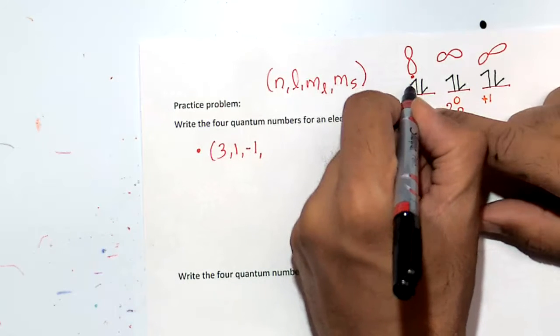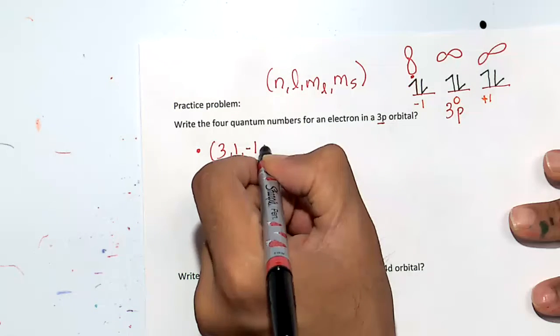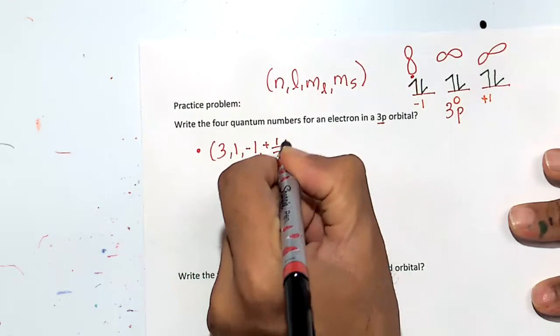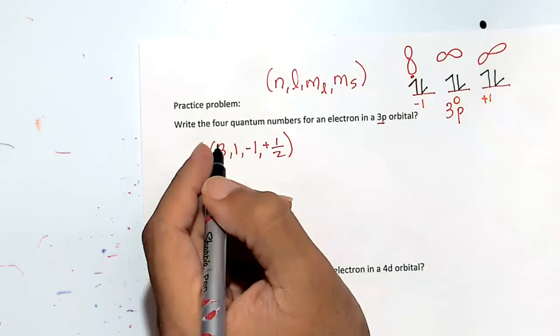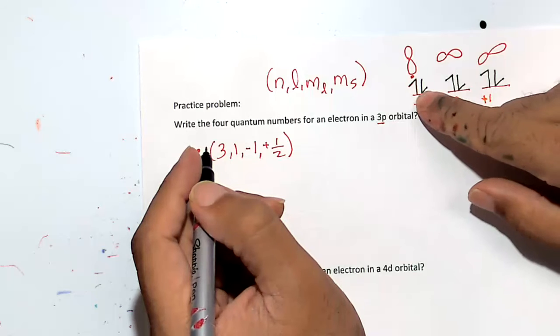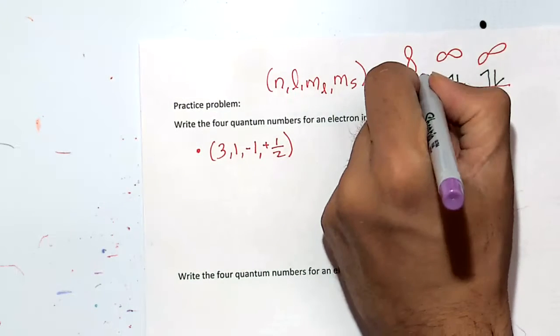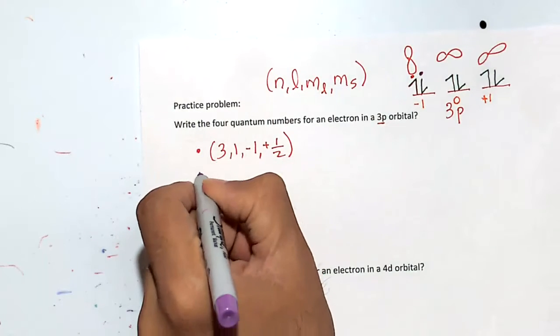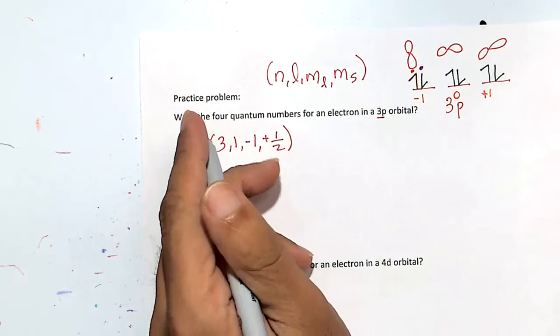And is it spin up or spin down? Pointing up, so we'll just call it +1/2 spin up. So that's the quote-unquote address for this electron. How about this second electron here? What's the principal quantum number? Still going to be 3.